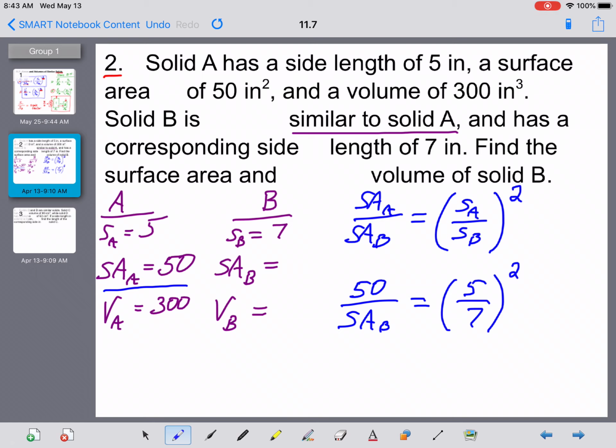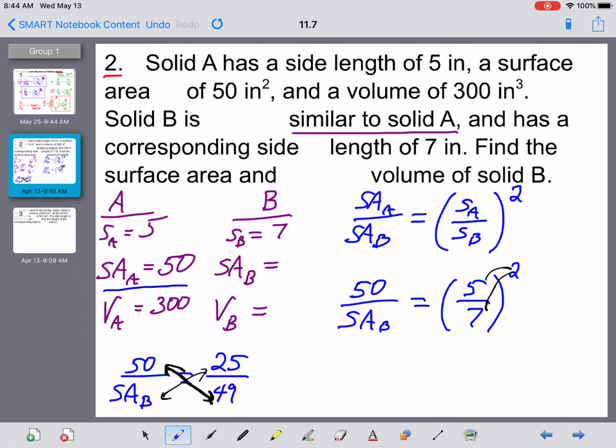Probably the first thing we would want to do here is deal with the exponent. And remember that when you're squaring a fraction, you square both the top and the bottom. So in a way, it's kind of like distributing an exponent. So I'm going to slide over here to the left, guys, because I think I'm going to need the room. 50 over the surface area of figure B is now going to equal, squaring the 5 gives us a 25, and squaring the 7 on the bottom is going to give us a 49. We have a proportion here, and we'd want to cross multiply that. Bottom left times top right, and top left times bottom right.